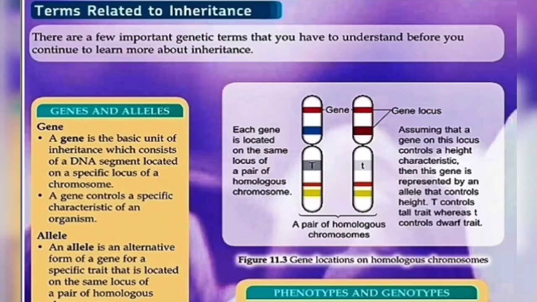So, kalau mau tahu yang lebih simple, genes determine the characteristics. Contohnya height, and alleles is a specific form of a gene. Contohnya tall or dwarf. In figure 11.3, each gene is located on the same locus of a pair of homologous chromosomes. Next, we'll assume that this gene over here controls a height characteristic. So this gene will be represented by an allele. Yang allele tu is the capital and lowercase letters. Capital letter T controls the tall trait, whereas the lowercase letter t controls the dwarf trait.